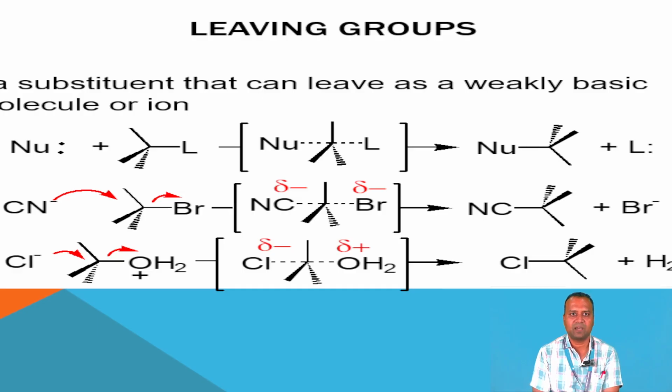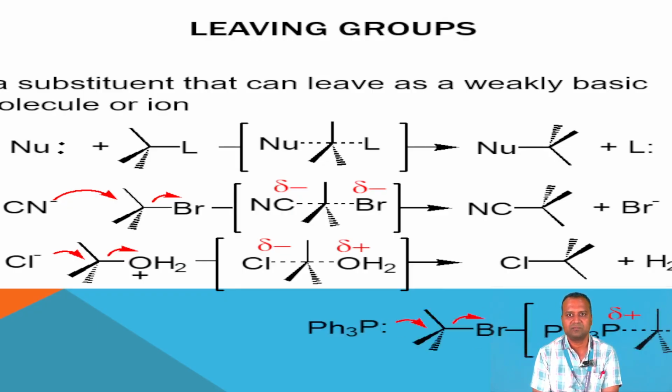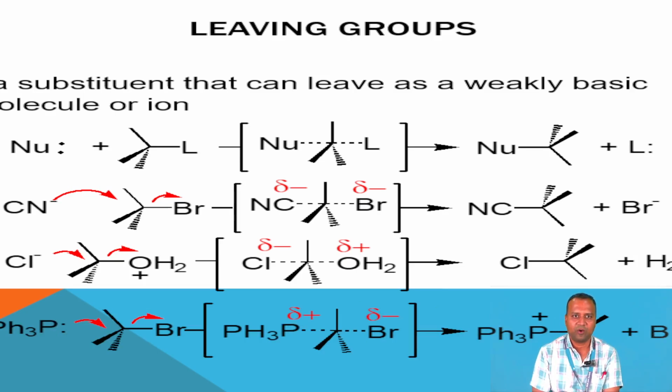Again one more example where chloride minus is a nucleophile, OH2 is a very good leaving group, and chloride minus attacks the carbon center from the backside, and again we get the final product. Again triphenyl phosphine is one more nucleophile, it is also attacking the carbon center. Here bromine is a good leaving group, it will be removed from the molecule and we get the final product having triphenyl phosphine as a part of the molecule.